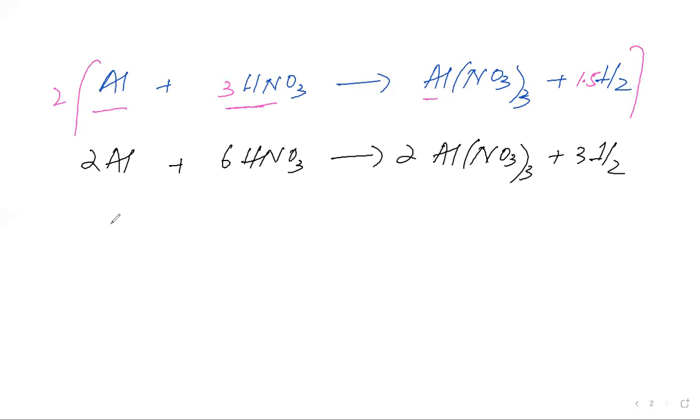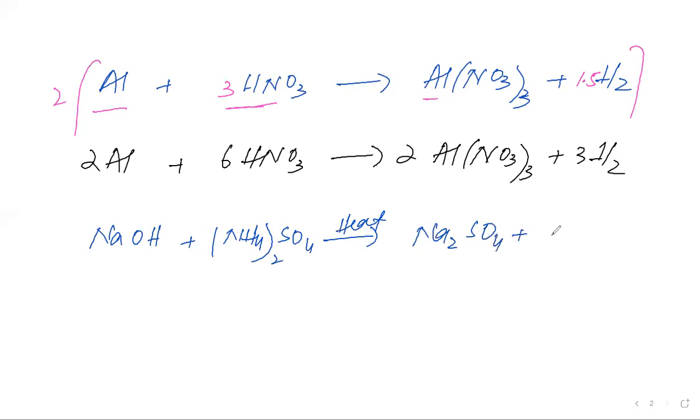Let's see one more equation. NaOH reacts with ammonium sulfate. On heating, it gives Na2SO4 plus water plus ammonia gas. So according to the rule, we should balance elements other than oxygen and hydrogen first. Sodium 2 at the product side, sodium 1. This sodium has become balanced. Turn of sulfur has come. Sulfur is 1 at the reactant side. Sulfur is 1 at the product side.